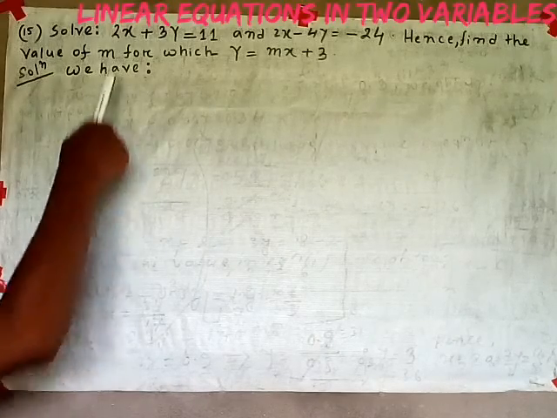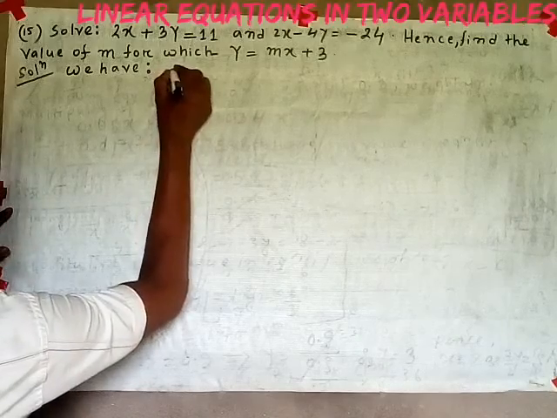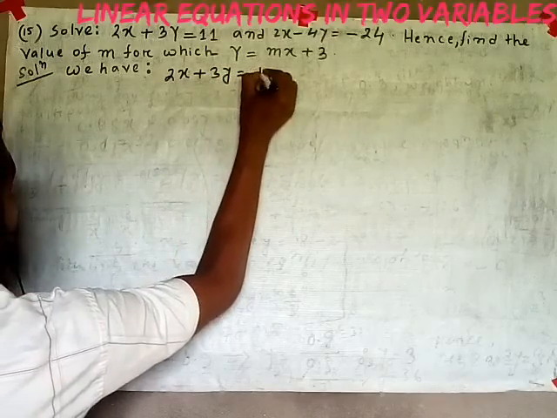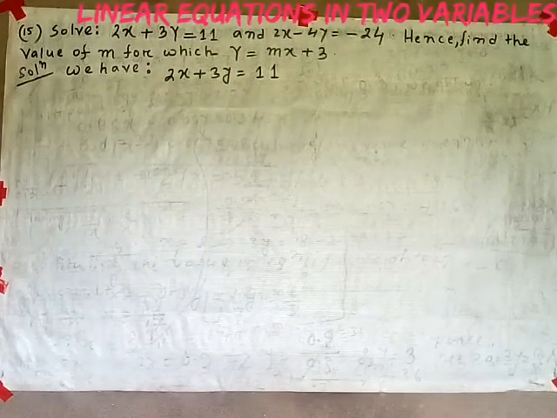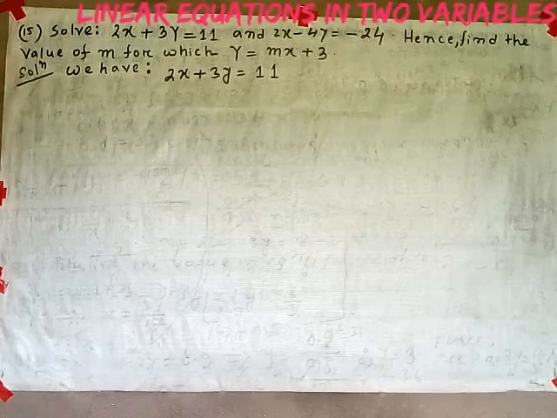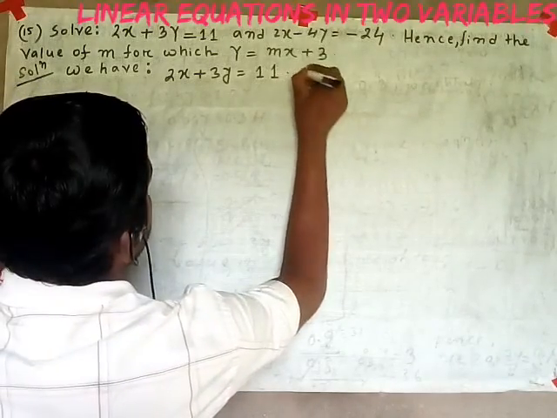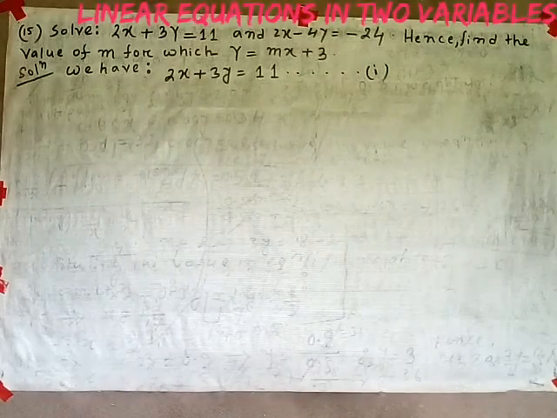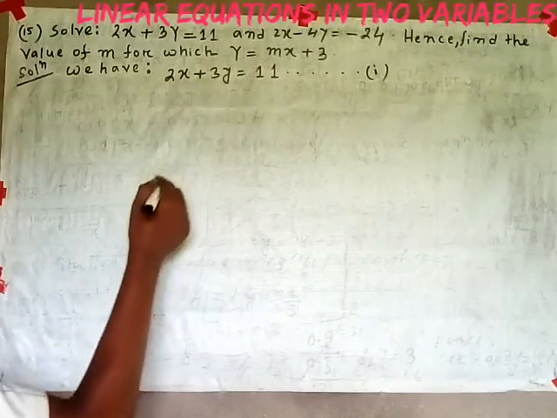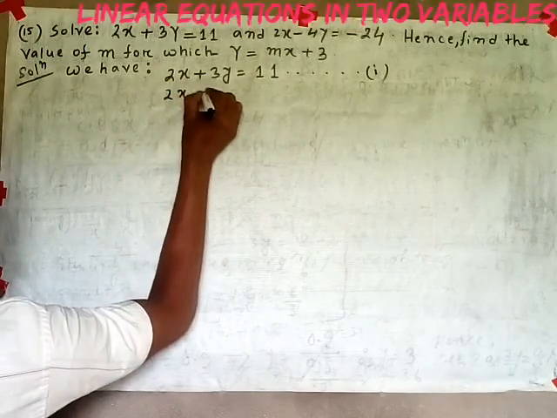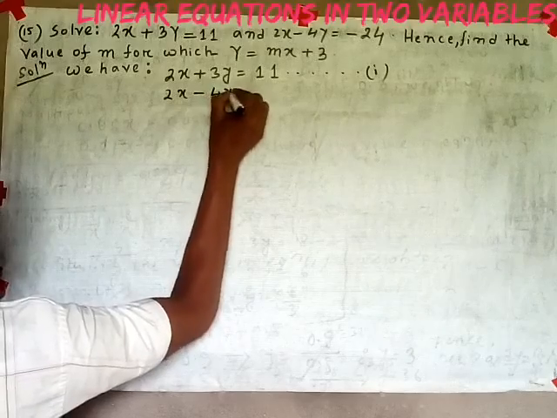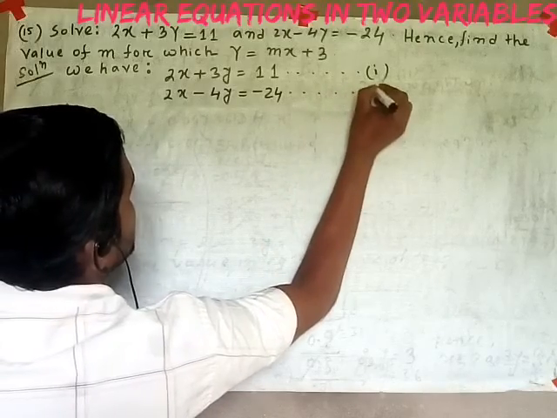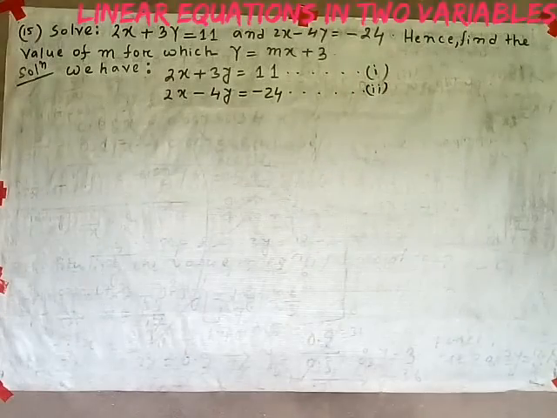We can see 2x plus 3y equal to 11. We can give this equation number Roman 1, and another one is 2x minus 4y equal to minus 24. We can give this equation number Roman 2.